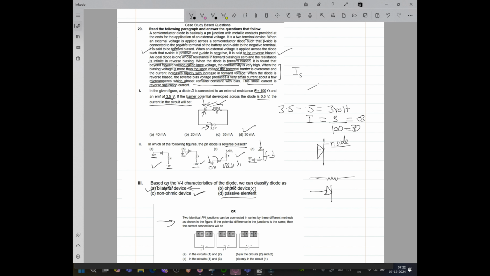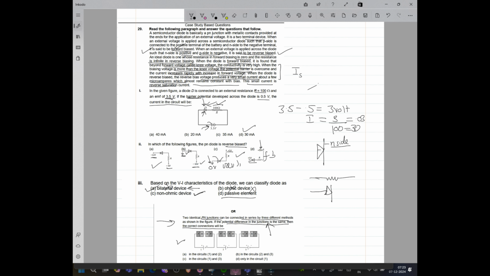Let's look into this choice also. Let's read this question. Appears to be very interesting. So you have two identical PN junctions which can be connected in series by three different methods. If the potential difference in the junction is same, then the correct connections will be, okay. So you can see two diodes being connected to each other in three different manner, and you have to decide which combination or connection is right if the potential difference across the junction is same.